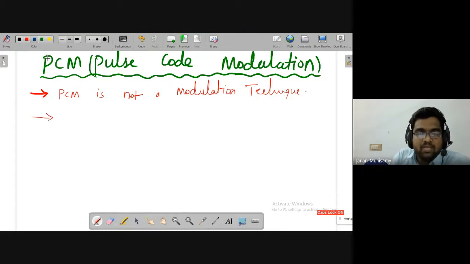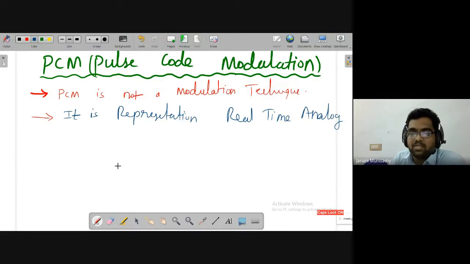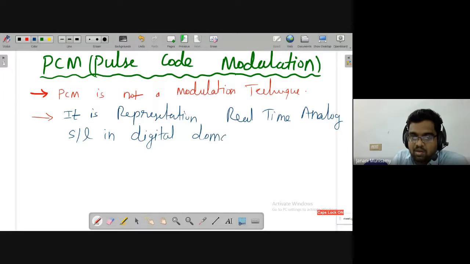Then what is PCM? PCM is a representation technique. It is the representation of analog signal in the digital domain. It is a representation of a real-time analog signal, where real-time analog means the signal will be varying continuously, in the digital domain as digital data, like ones and zeros.